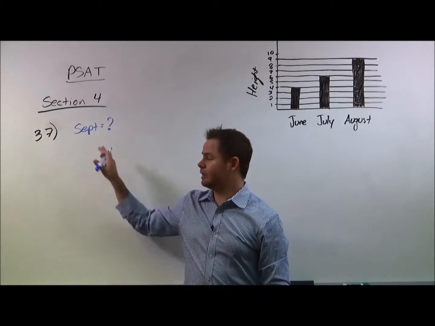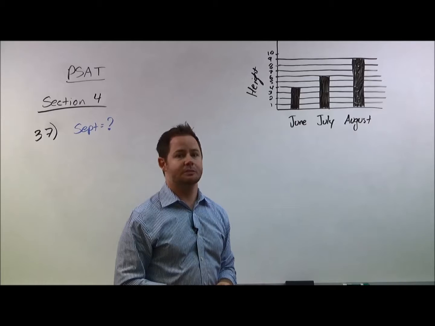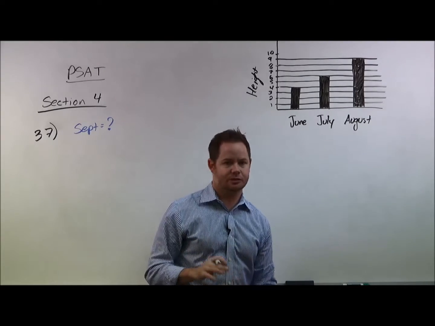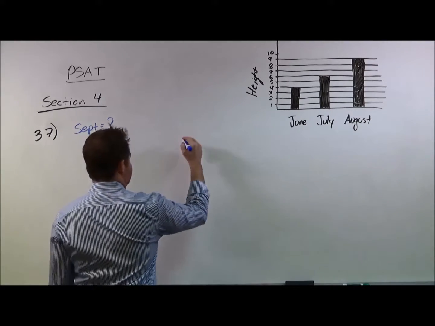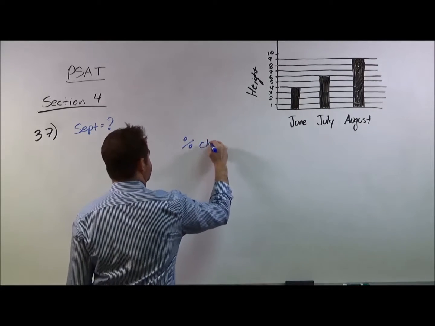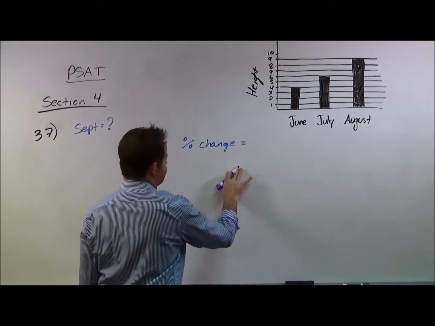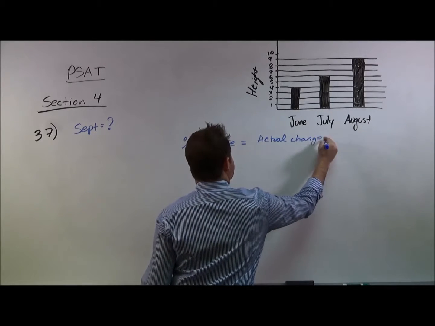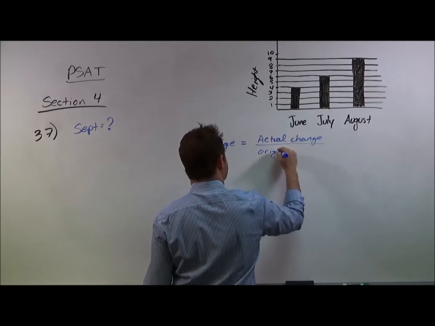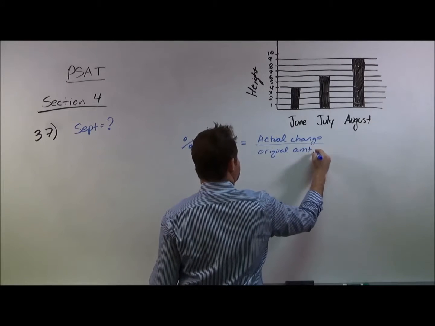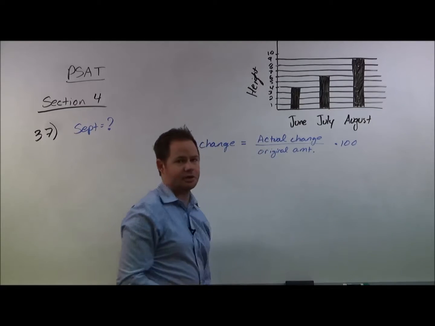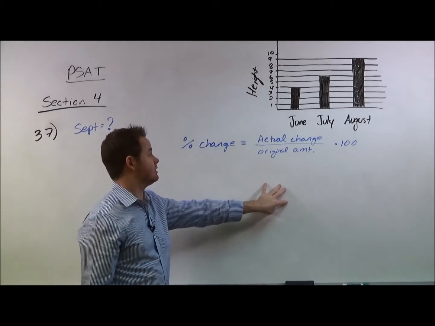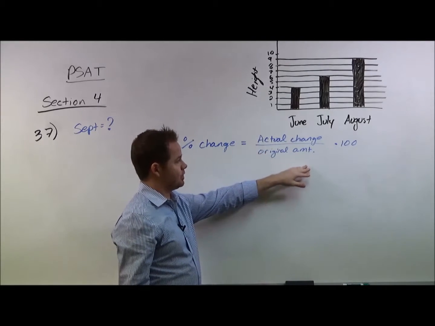And they want to know what's the height of the plant in September. So if we continue to increase by that same percent value, then we can use that to calculate the height in September. But first we have to figure out what that percentage is. So let's try it out here. For percent change, there's an equation that we need to know. This will show up on your PSAT and SAT, and percent change is equal to the actual change over the original amount and then to convert it into a percent, you're multiplying times 100. So if you don't already know this equation, write it down, make a flashcard of it. This is something you need to know come test day. Percent change equals actual change over original amount times 100.